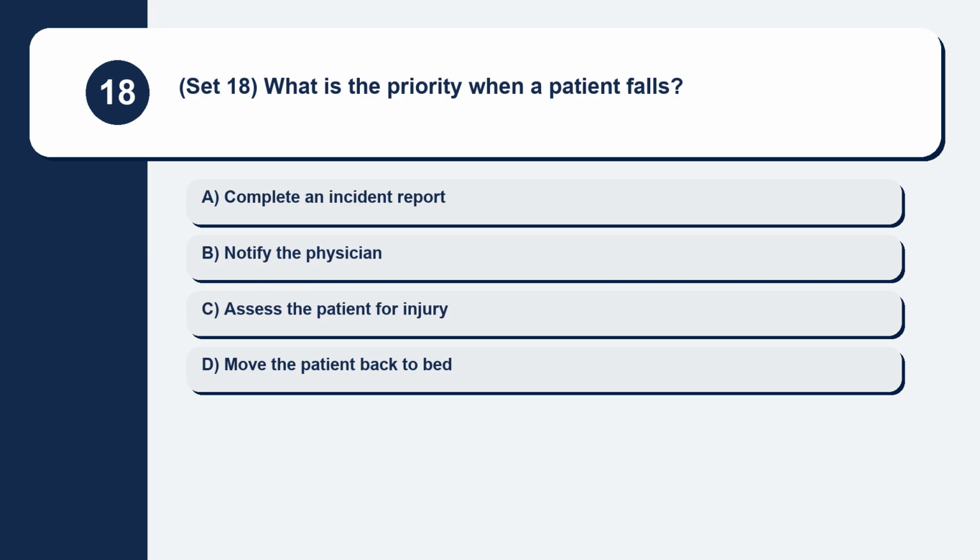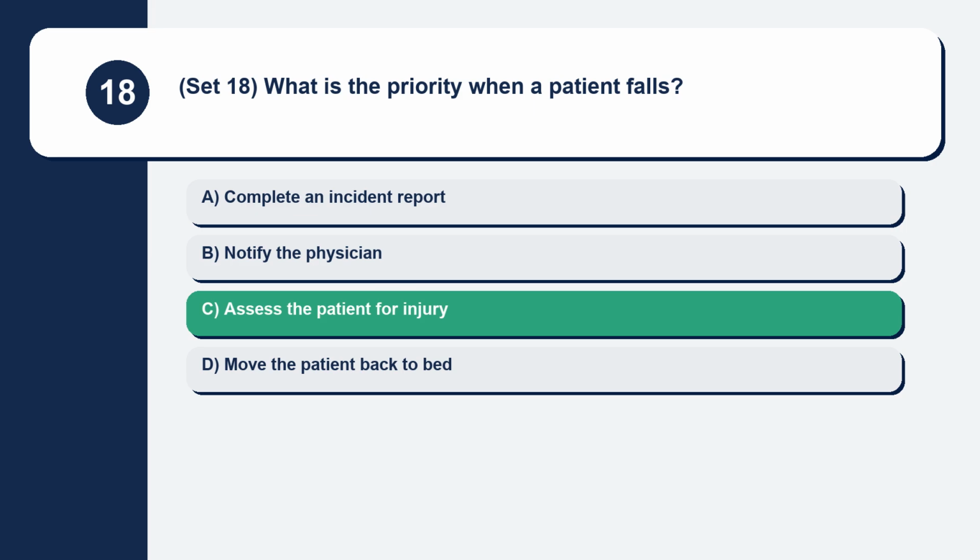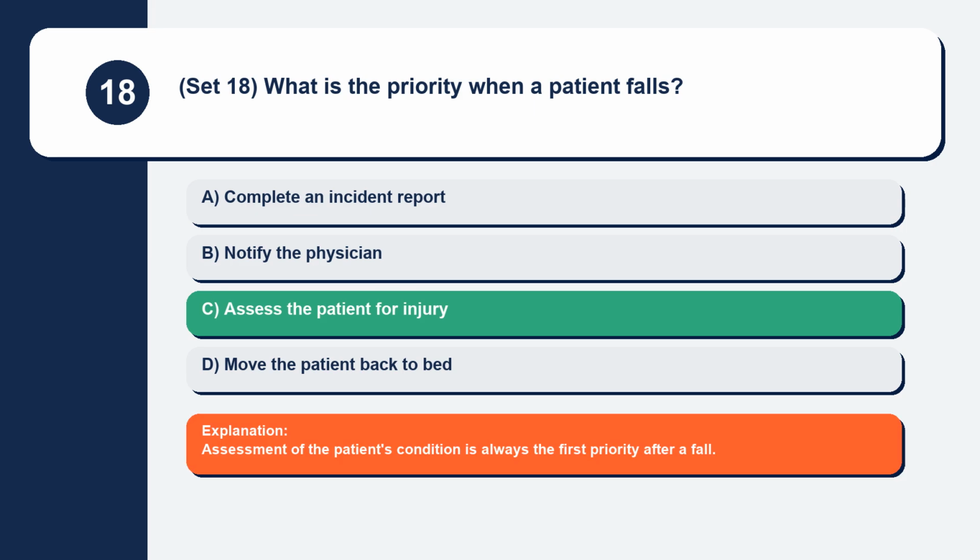Question 18. Set 18. What is the priority when a patient falls? Complete an incident report, notify the physician, assess the patient for injury, move the patient back to bed. Assessment of the patient's condition is always the first priority after a fall.